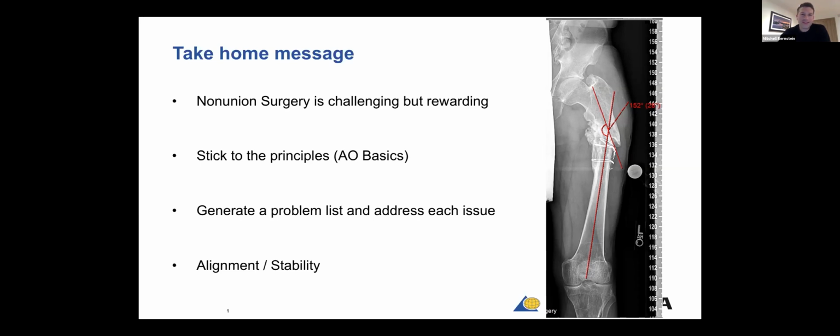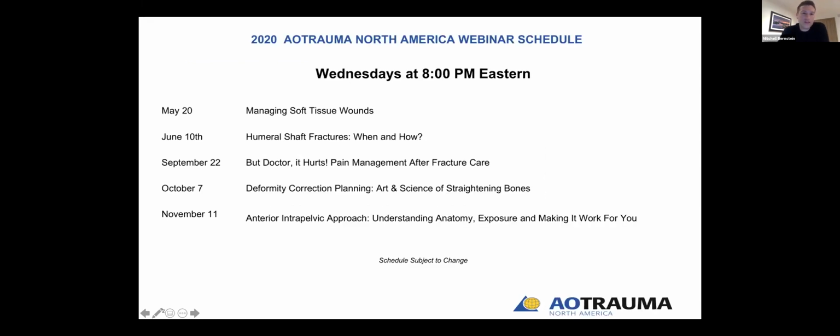All right, that'll bring us to our take-home messages. Non-union surgery is challenging. It's very challenging. I have to tell you, it's amazing surgery, extremely rewarding, but very challenging. You have to pre-op plan. You have to ask friends and colleagues. You have to prepare for this stuff. You do stick to the basics. Some of you may or may not have taken the AO basic course, but it's applied principles. In non-union surgery, I think, and I think Matt and Chris alike as well, generating a problem list forces you to address each issue. And again, this alignment and stability concept is critical: assessing alignment and addressing it, and assessing instability and addressing it.